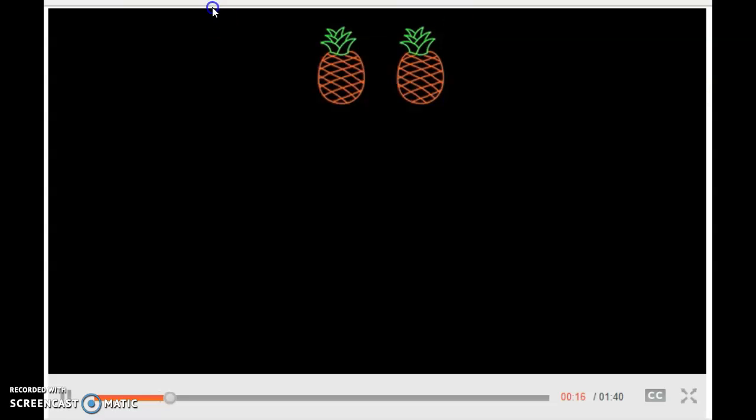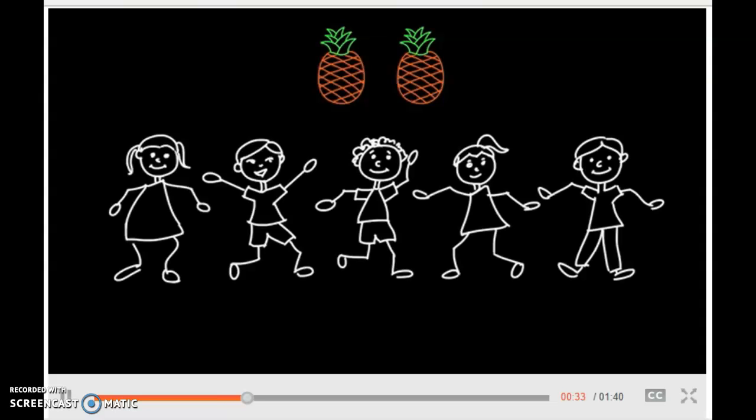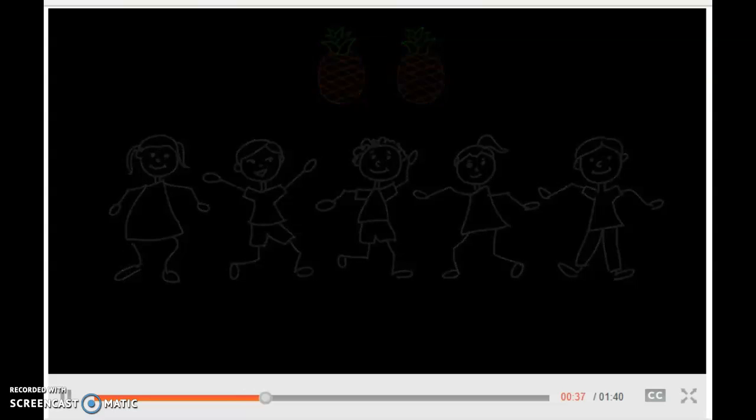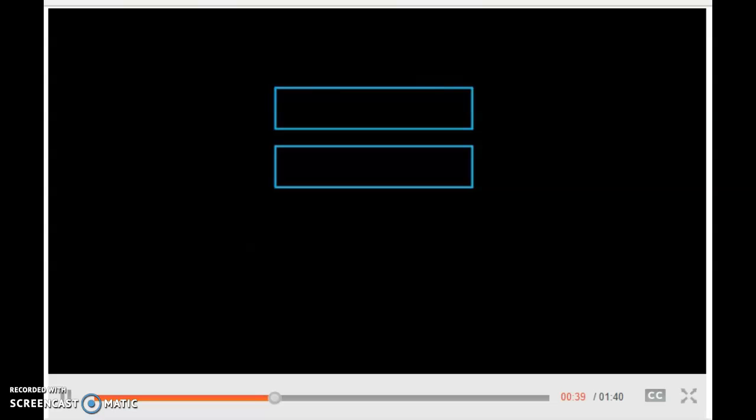Let's get started. Josh and his 4 friends were given 2 pineapples. If each of the 5 friends decide to split the pineapples equally, then how much pineapple does each friend receive? First of all, since we know that there are fewer pineapples than there are friends, we know that each friend will get less than 1 full pineapple. But how much less? Okay, let's model the situation.